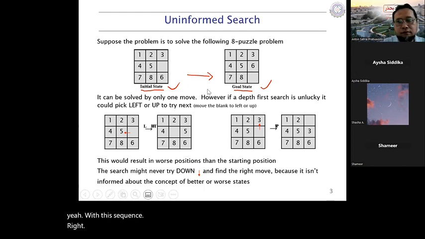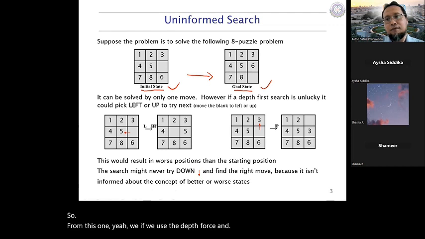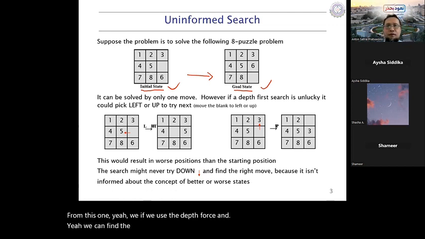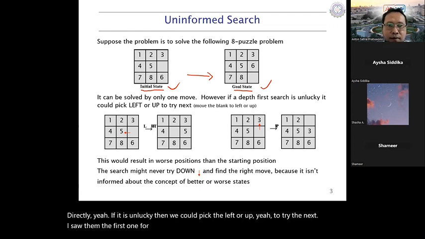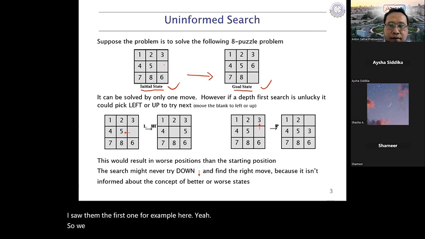Okay, so from this one, we use depth first, and we can find the solution directly. If it is unlucky, then we could pick the left or up to try the next. So for the first one, for example, here, we move the blank tile to the left, and then we got this position.